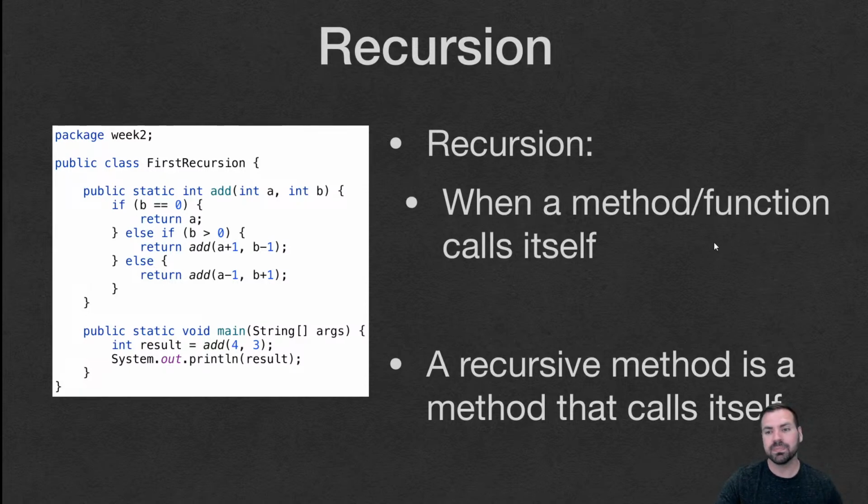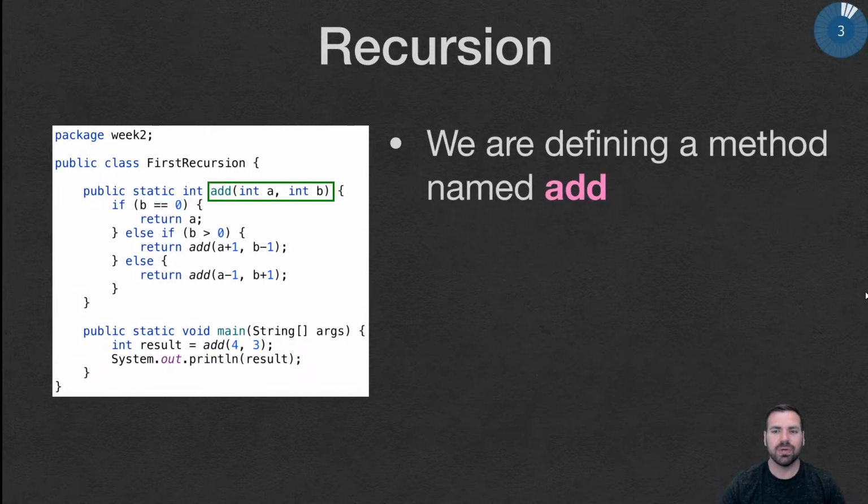So recursion, it's a method that calls itself. End of definition, that's what it is. It can be applied to functions as well, but since we're in Java, it's just going to be methods. So a method that calls itself is a recursive method. And that's it. That's what recursion is. Technically, you know what recursion is now. There's so much more to it than that.